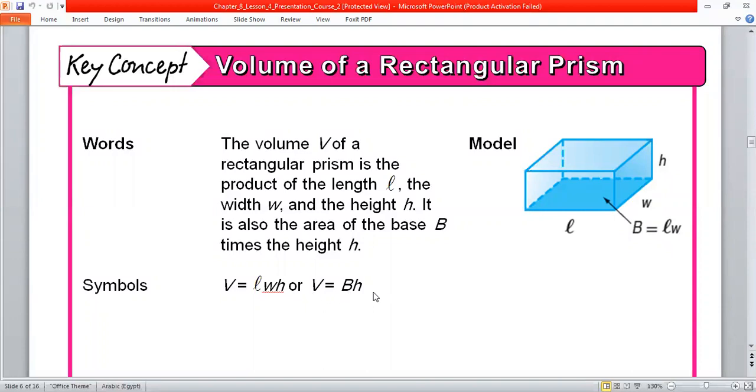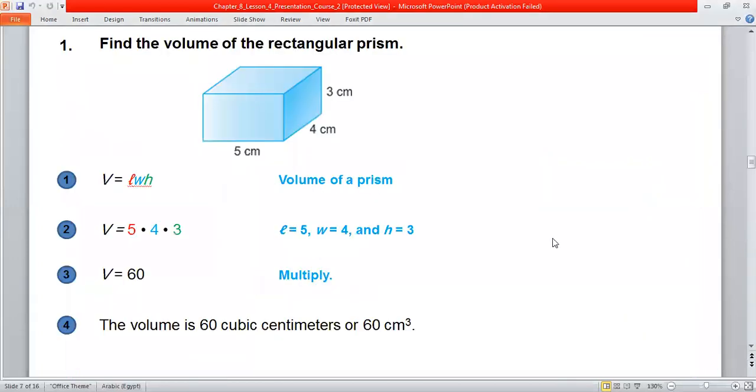Base area times height. So we have here two rules, Muanna, to find the volume. Again, the volume of the cuboid or the rectangular prism, my friend, is length by width by height, or base area times height. Okay, Muhammad? Shall we start the examples? Yeah, okay. Look with me.